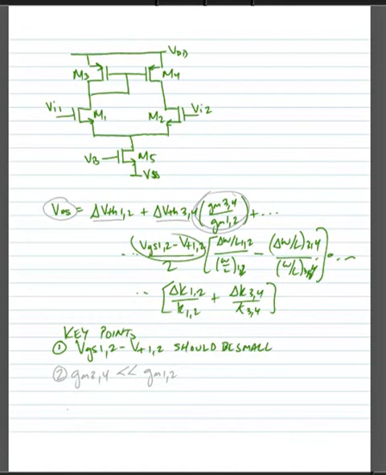And another thing that we have control over, again neglecting the VTHs, we have no control over those, but if we make gm 3,4 smaller than gm 1,2, we would also have a better overdrive voltage because this term would get smaller and our offset voltage would get smaller as a result.